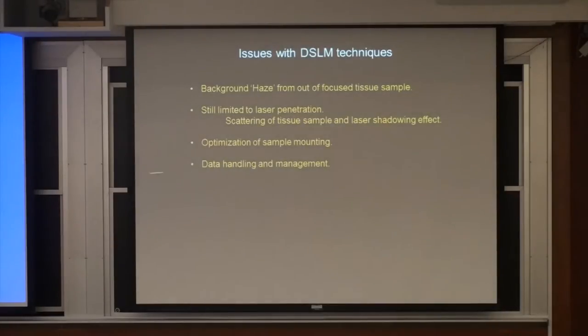So before that, what I was telling is that the background haze is also a big issue because of the high scattering, and these techniques are still limited by laser penetration. The laser can't penetrate more than a certain depth, depending on tissue type, and it also has a laser shadowing effect. You might have noticed it in a few of the images. It is also very much dependent on sample mount, because two objectives have to come very close.